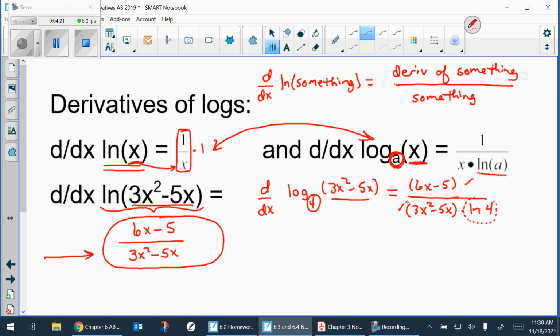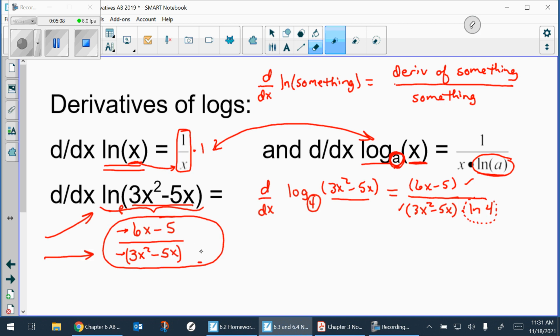Now you may say, oh, geez, why are these different rules, whether I'm talking logs or natural logs? Well, what if I applied this rule of logs to this natural log down here? I would still take the derivative of the something divided by the something, but I'd have to multiply this by the natural log of the base. And the base of a natural log is e. And so this just has a value of 1, which is why I'm not including that.